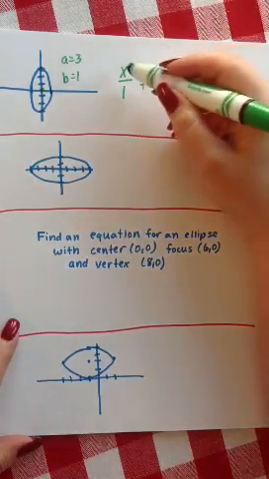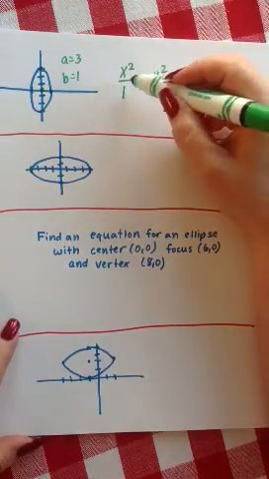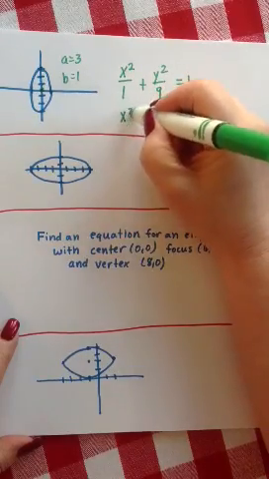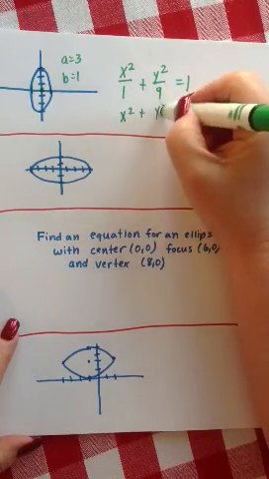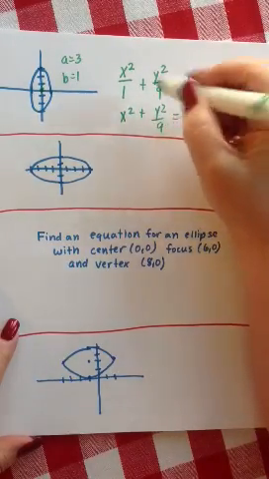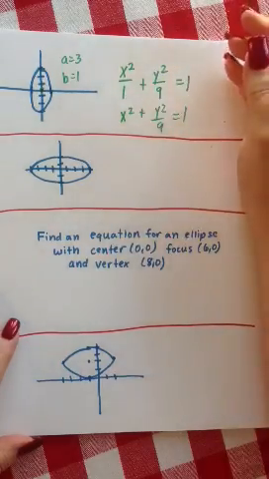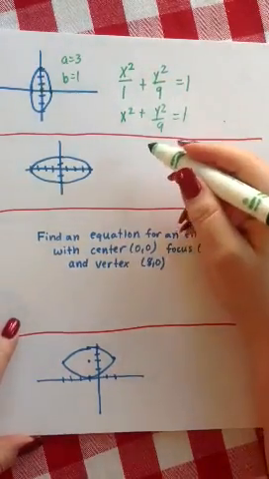Now officially, they don't usually write x squared over 1. They would just write it as x squared plus y squared over 9 equal to 1. They wouldn't put a 1 right there because you don't usually put a fraction with the denominator of 1.